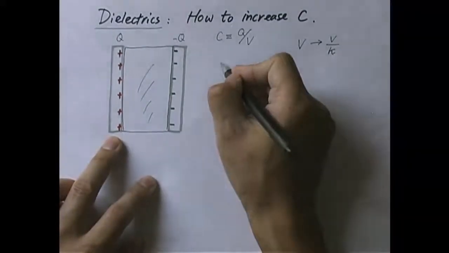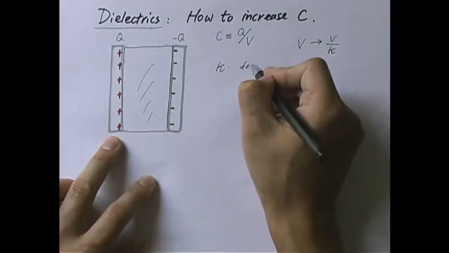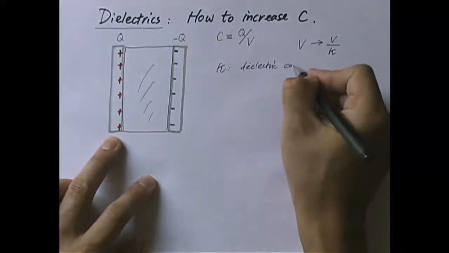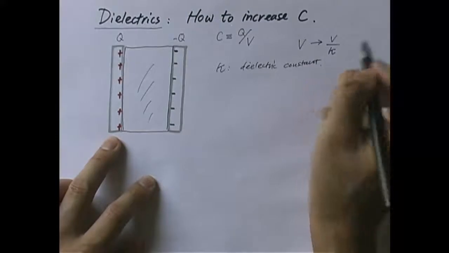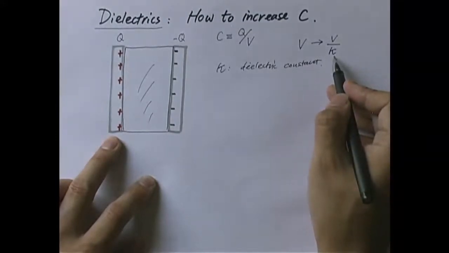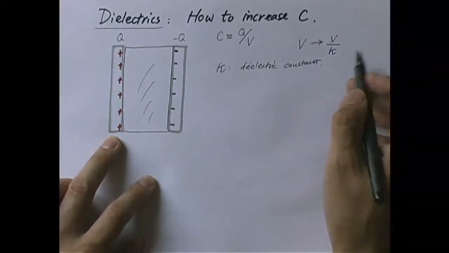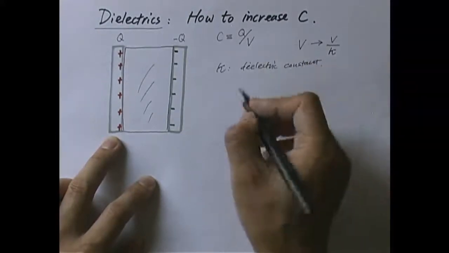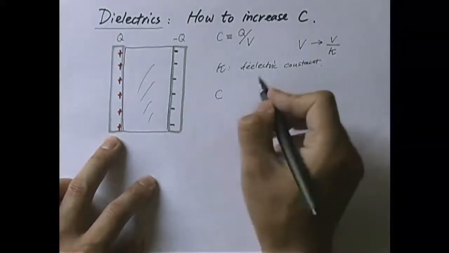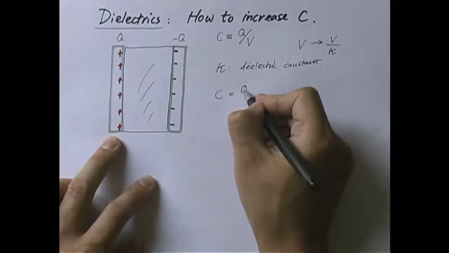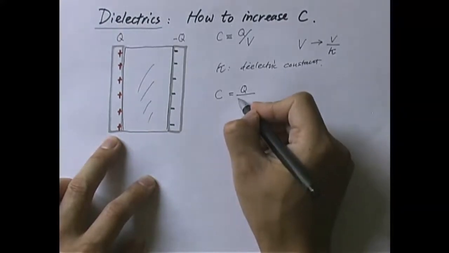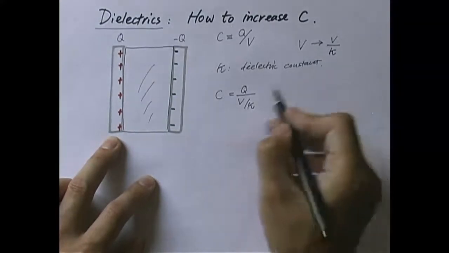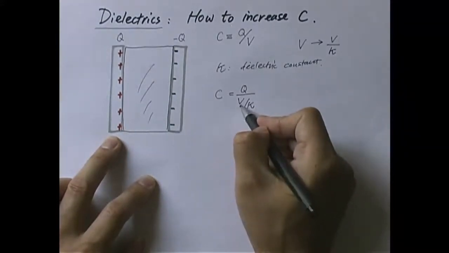Okay, kappa is called the dielectric constant. It is a numerical value. Okay, it doesn't have any dimension. It's just a number. With that, C is now equal to Q over the new V. The new V is the original V over kappa. Let's say the original V, we call it V naught.